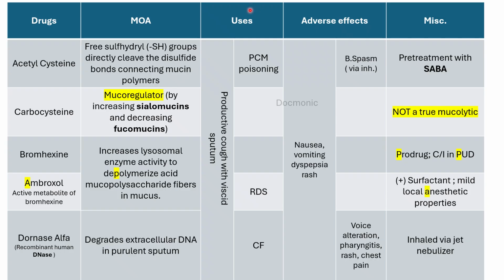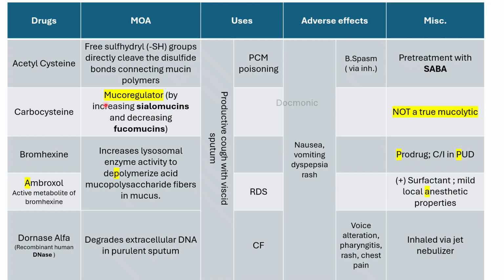Coming to mucolytics, we have acetylcysteine, carbocysteine, bromhexine, ambroxol, and dornase alpha, and the mechanism for each differs. Coming to acetylcysteine, it has a free sulfhydryl group which directly cleaves the disulfide bonds present in mucus, so it directly breaks it.